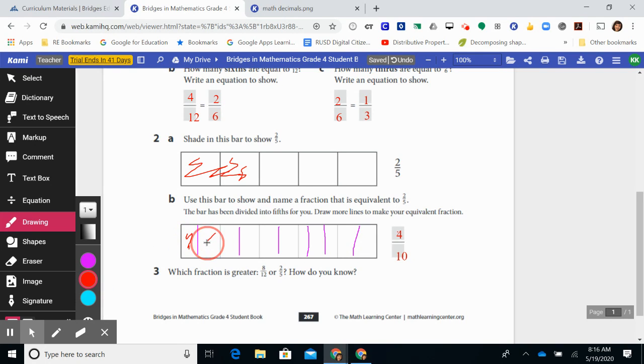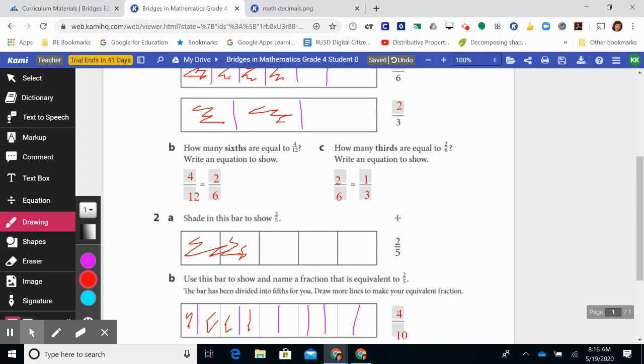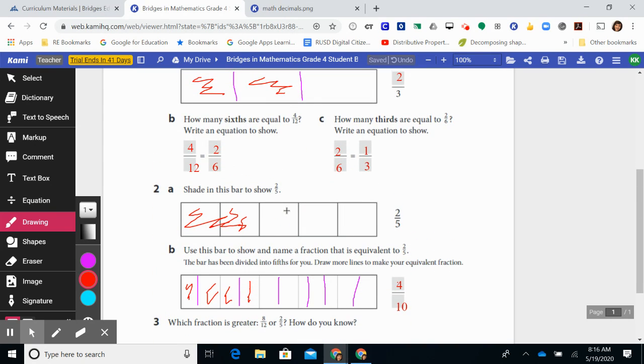4 out of 10, 2, 3, 4. Now it says which fraction is greater, 8/12 or 2/5, and how do you know? So I could draw out a picture to see what it would be. So I've got 8/12. So if I look up here, 8/12 here, and then I'm trying to think, is 2/5 bigger? So I'm going to look at what I have for my 2/5.